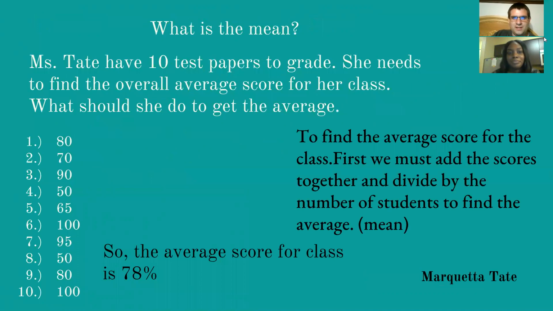Makita, what is the mean? Glad you asked. A mean is the average of any set of numbers. You get the average by dividing by the number of values. For an example, Miss Tate has 10 test papers to grade. She needs to find the overall average score for her class. What should she do to get the average? She should add all 10 scores up, divide by 10, and then she will have a mean or average of 78% for her class.